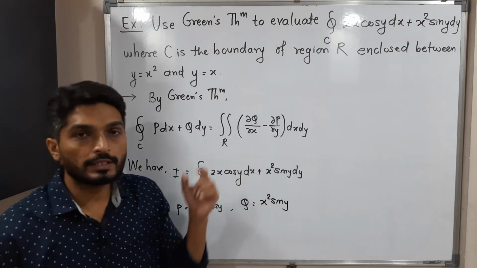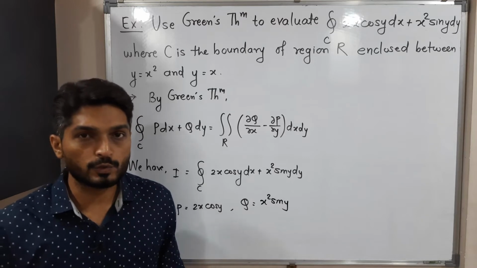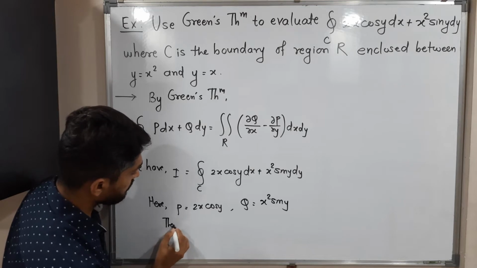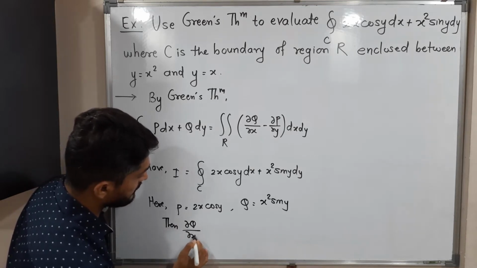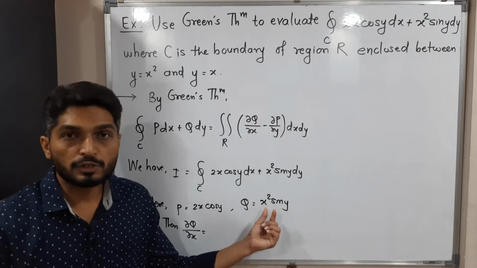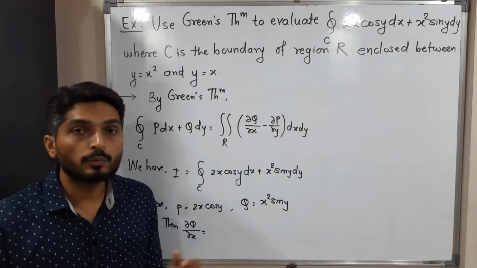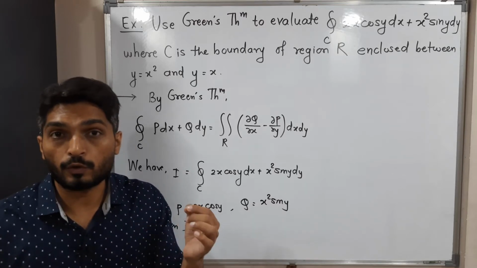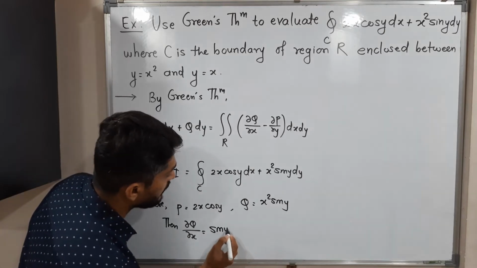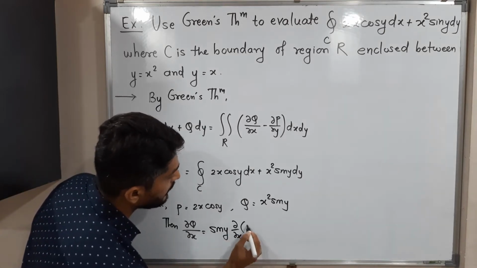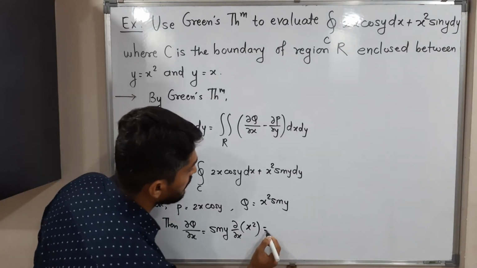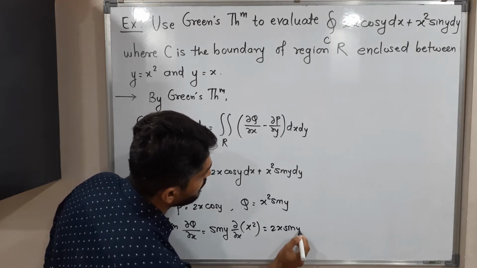As you can see here, we want these partial derivatives. Let us find them one by one. First, ∂Q/∂x. We have to find its derivative with respect to x. When you take its partial derivative with respect to x, sine y is a constant since it is a function of y, so it will come outside. The derivative of x square is 2x. So its derivative will be 2x sine y. This part is over.